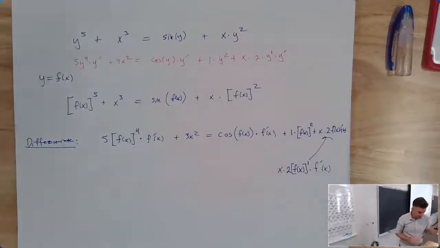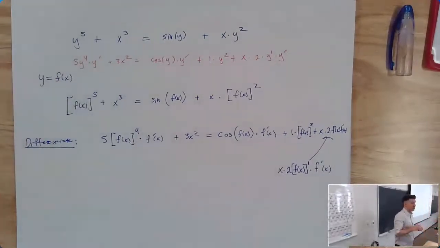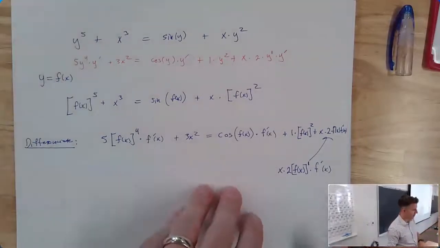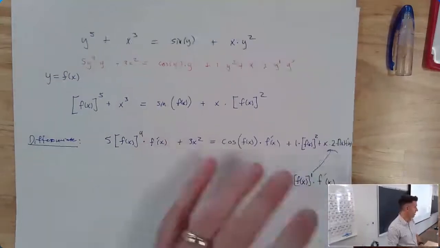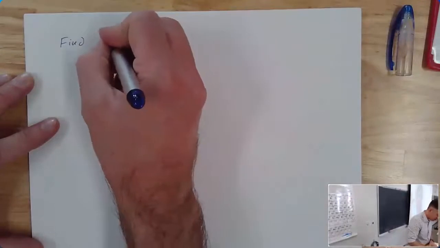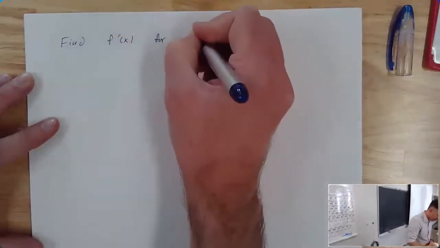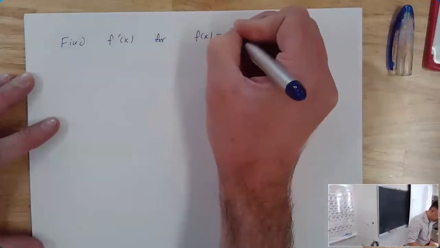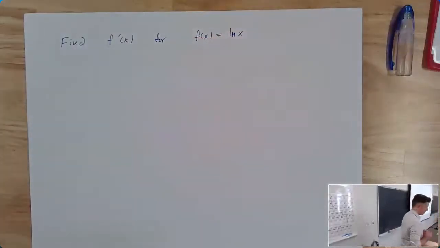Cool. So implicit differentiation is a pretty powerful tool. It definitely allows us to handle functions where the x's and y's are all mixed together. But it also allows us to do some other stuff, like find the derivative of the natural log of x. I know we talked about the derivative of the natural log of x last time, and we did the limit definition, but there's actually a much easier way of getting there. So if I want to find f prime of x for f of x equal to the natural log of x, here's another way to get there.